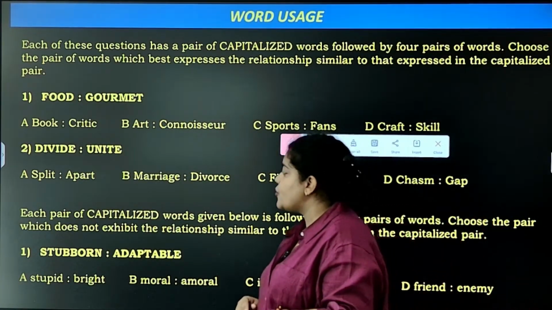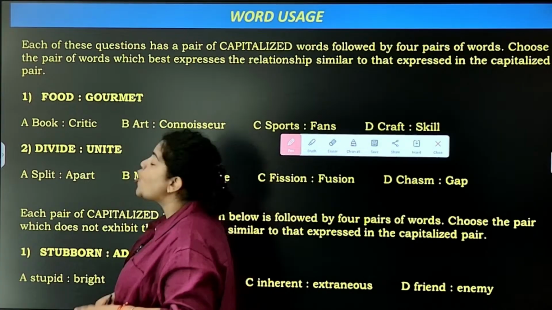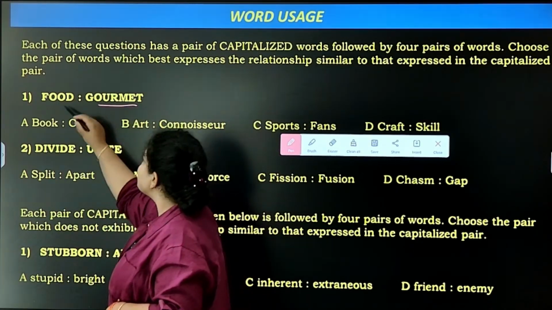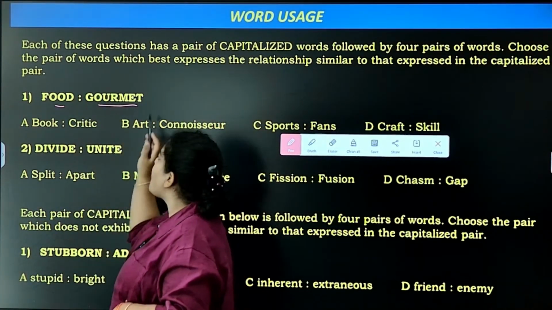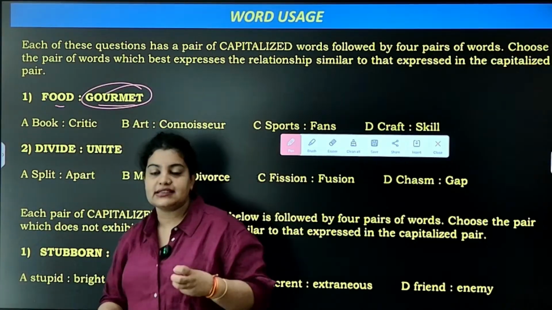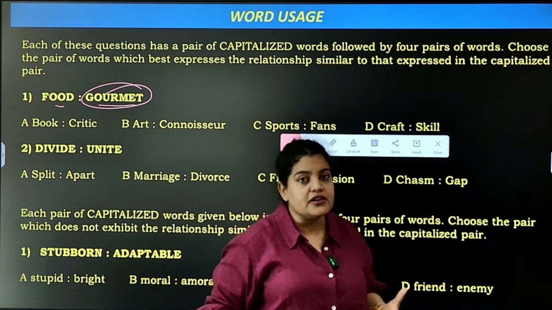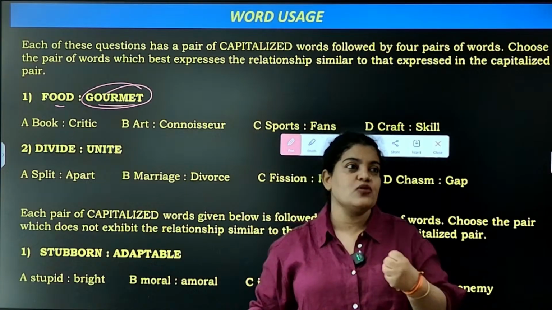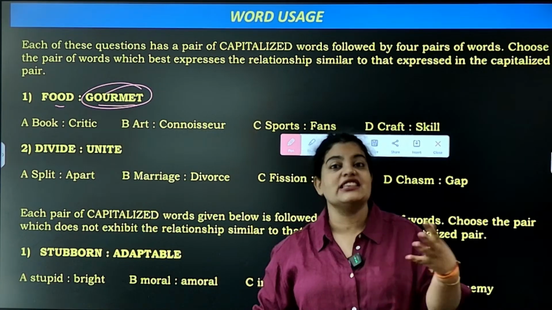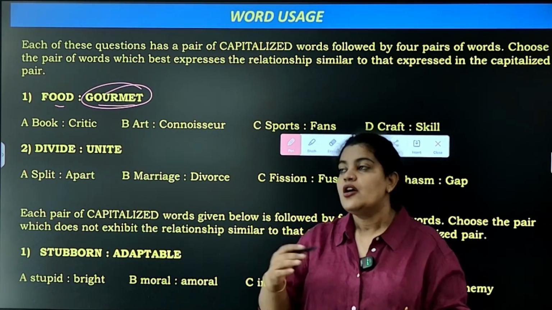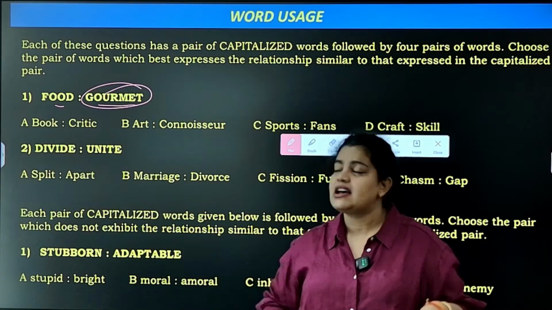Let's see the very first question. So food is to gourmet. Okay, so what is this food is to gourmet? So gourmet is basically a person, you can say, who is an expert. Okay, who is an expert and who knows different tastes. Who is an expert in the food category, right? Who knows all these culinary arts and other things, right?